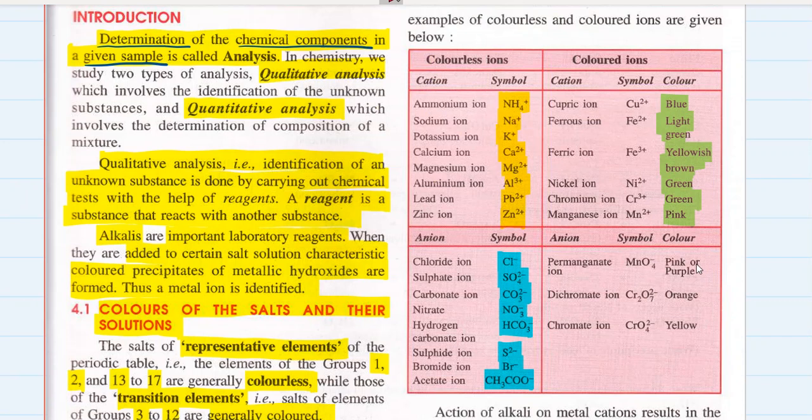For anions, the colored ions are permanganate ions, MnO4 minus, pink or purple color. Dichromate ion has orange color and chromate ion has yellow color. Remember this, okay? So these colors must be remembered by you. This table has to be memorized by you.